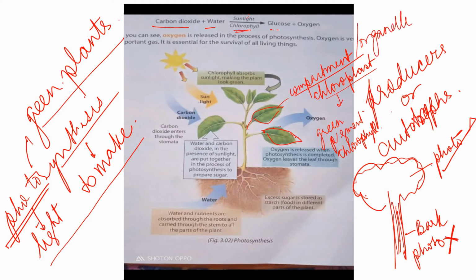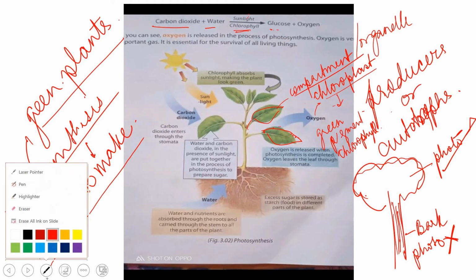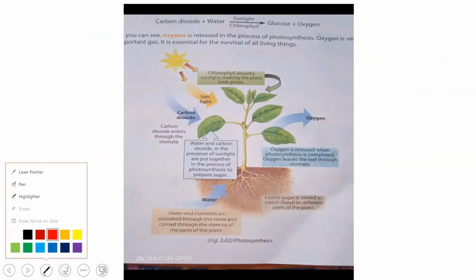Alright, so in all the green parts of the plant, there will be a compartment or an organelle. Organelle means what? Like a compartment. Okay, organelle which is called the chloroplast. So chloroplast is what? It is an organelle. Now inside this chloroplast there will be a green pigment which is called chlorophyll. Now why do we have the chlorophyll? I shall erase everything and then it will become more clear to you.